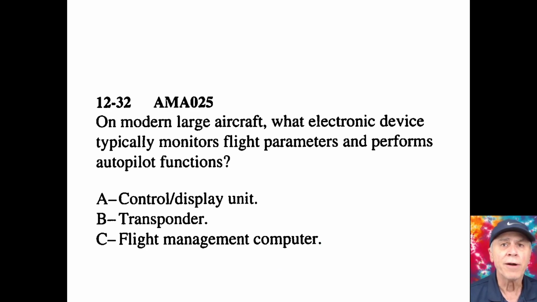On modern large aircraft, what electronic device typically monitors flight parameters and performs autopilot functions? Well, I'd start looking for the word gyro, but let's see. Oh, electronic device. All right, so let's see what our options are. A, the control or the display unit. B, a transponder. Or C, the flight management computer. Well, we know a computer's an electronic device, and it certainly fits in with the flight management of monitoring flight parameters. So flight management computer.